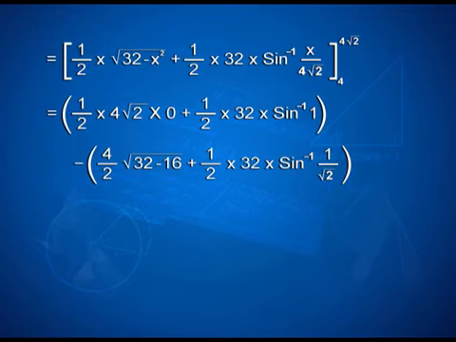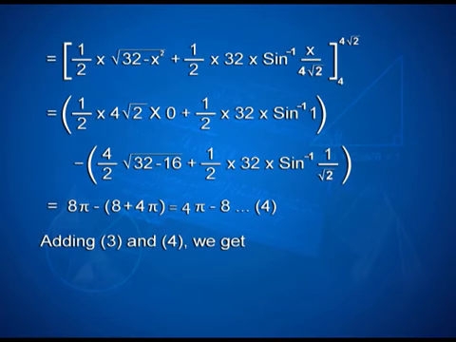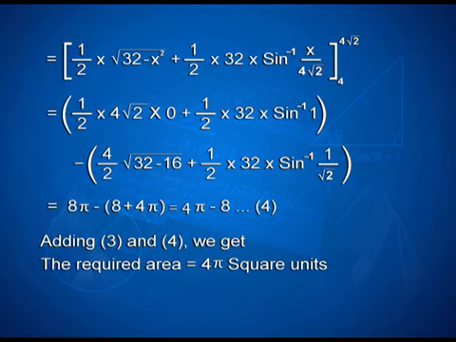On simplification, we have 8 pi minus 8 plus 4 pi, that is equal to 4 pi minus 8. This is the fourth equation. Now, adding equations 3 and 4, we get the required area as 4 pi square units.